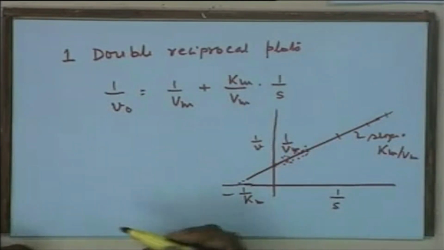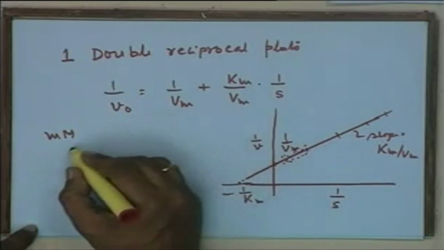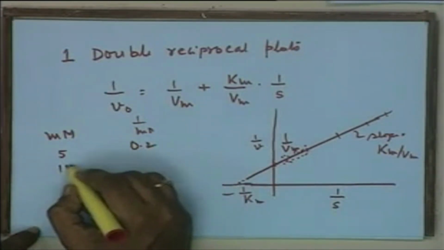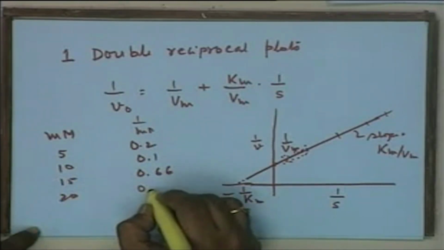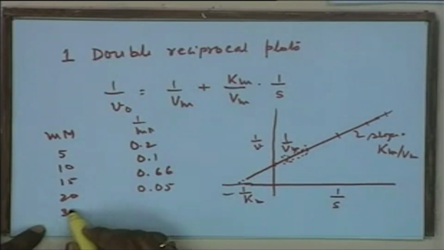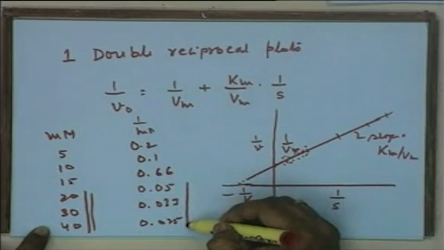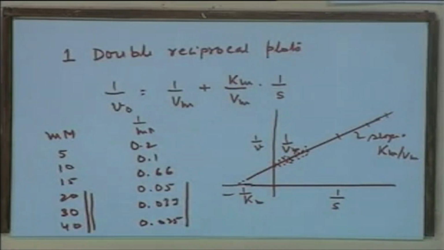And you can see numerically, for example, if you consider substrate concentration in millimolar and the reaction velocity in some arbitrary units, at 5 the 1 upon S will be 0.2, at 10 it is 0.1, at 15 it is 0.066, at 20 it is 0.05, at 30 it is 0.033, at 40 you come to 0.025 and so on. So when you increase your substrate concentration, the weightage to 1 upon substrate concentration is so low that ultimately you end up with a cluster of data near the origin, and therefore getting realistic values of Km and Vm often tends to be difficult even after making a statistical analysis.